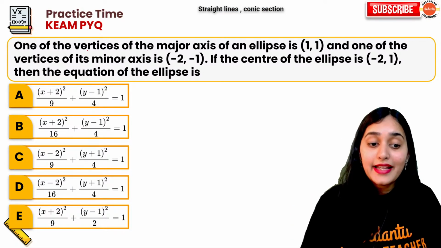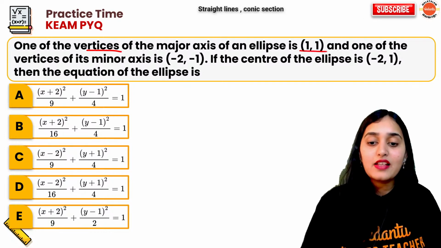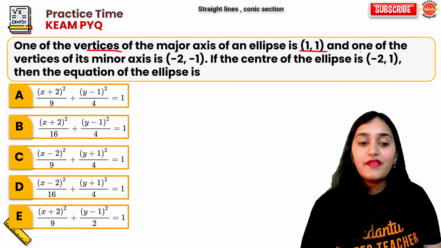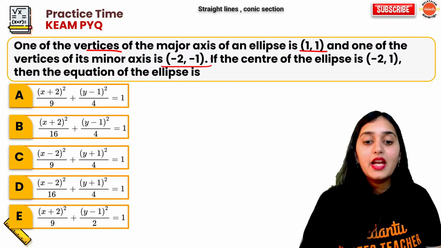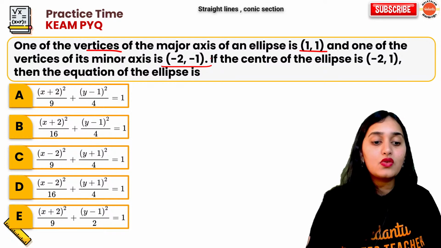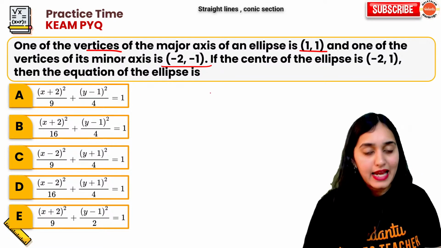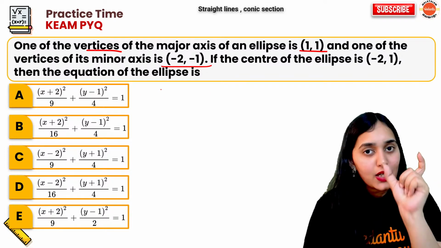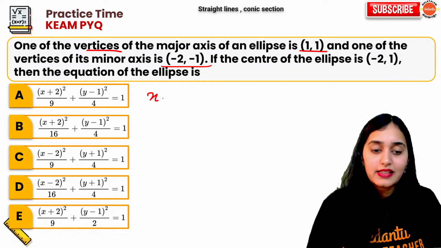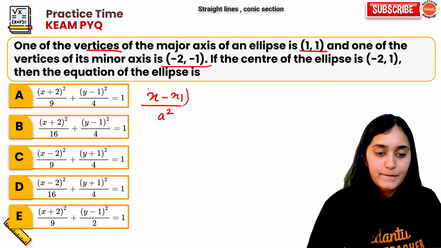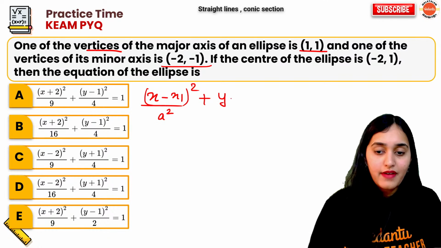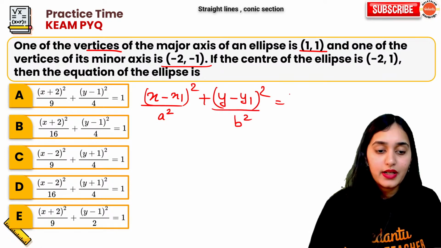Okay. Question number 1. One of the vertices of the major axis of the ellipse is (1, 1) and one of the vertices of the minor axis is (minus 2, minus 1). If the center of the ellipse is (minus 2, 1), then the equation of the ellipse is dash. Now, what is the standard equation of the ellipse? Standard equation is (x minus center) upon a square plus (y minus center) upon b square is equal to 1.